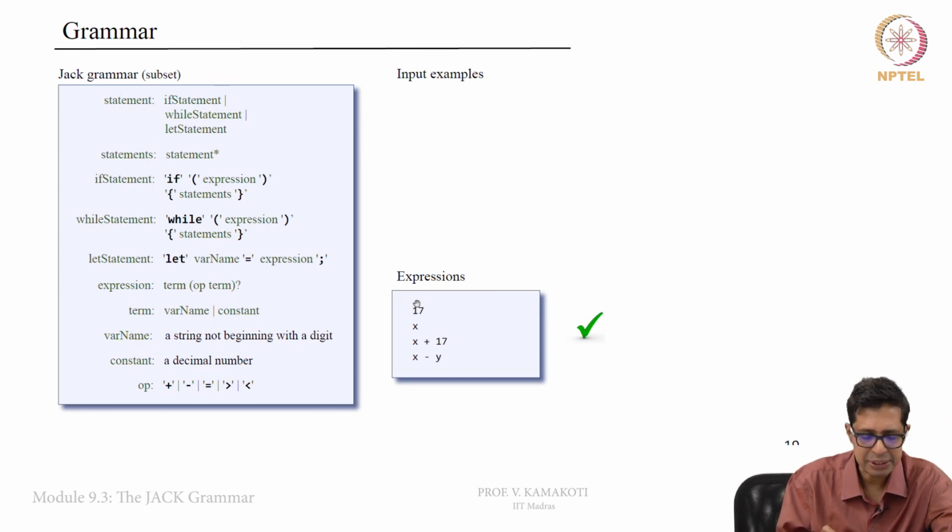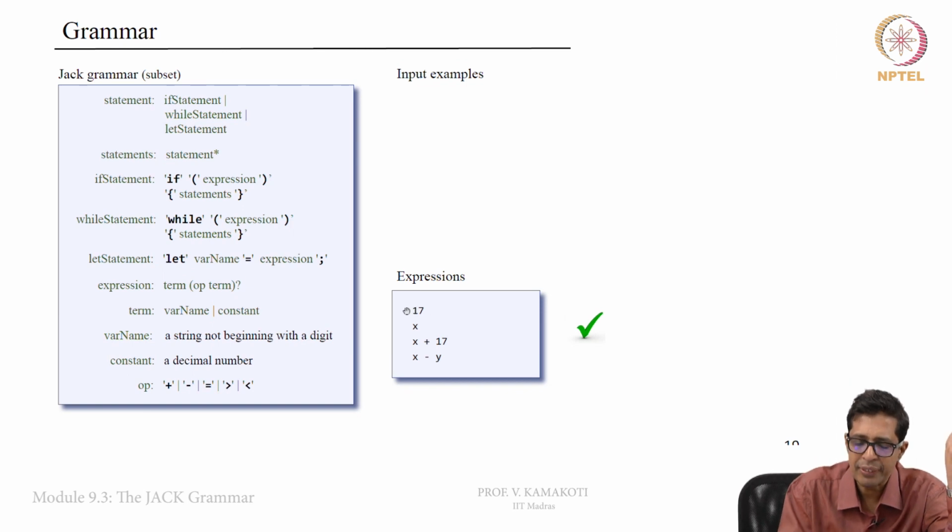Yes, 17 is an expression because expression leads to a term, and this is optional. So expression just leads to a term. I will not use this. Term leads to a constant. Constant leads to a decimal number which is 17. So from expression I can go to a term, term produces a constant, constant produces a decimal number. So 17 is an expression. 17 is a constant which can be a term, which can be an expression.